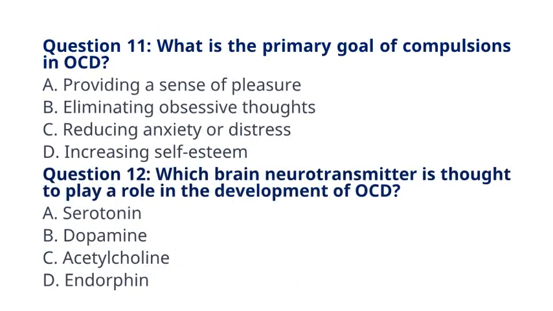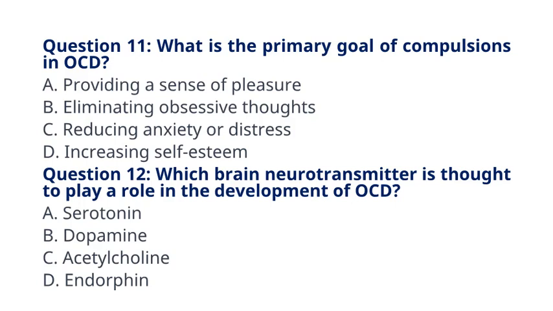Question 11. What is the primary goal of compulsions in OCD? A. Providing a sense of pleasure. B. Eliminating obsessive thoughts. C. Reducing anxiety or distress. D. Increasing self-esteem. The correct answer to question 11 is option C. Reducing anxiety or distress. Explanation: compulsions in OCD are performed to reduce the anxiety or distress associated with obsessive thoughts.